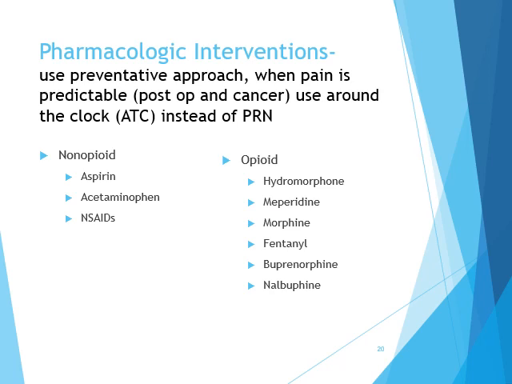When pain is predictable, like post-op or cancer, they should get around-the-clock ATC medications. Don't wait for them to get into pain before you relieve their pain. And I'm not saying you should give everybody medicine whether they want it or not. What I'm saying is that when it's anticipated or predictable, don't let it get out of control. It takes so long to get pain back under control.